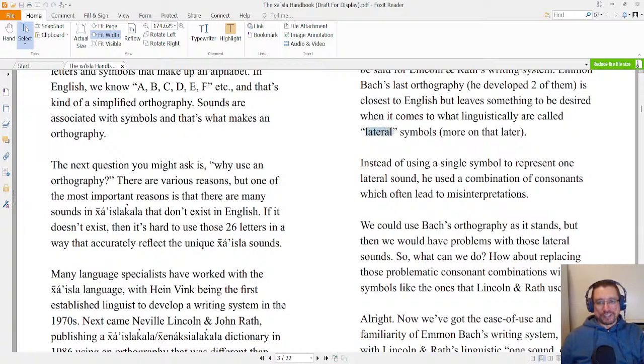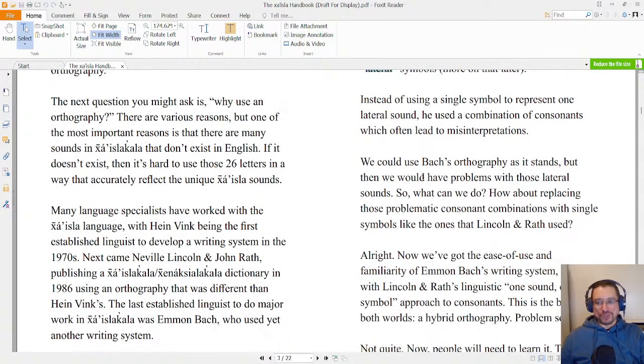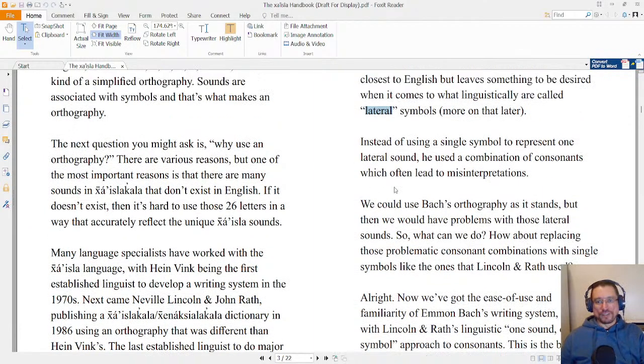So we'll be taking a look at what they call lateral symbols later on. So again, don't worry too much about the terminology if you don't really understand it. And another thing is that I do include a glossary at the end of the handbook. So I'll take you through that too. So that'll explain a lot of the terminology.